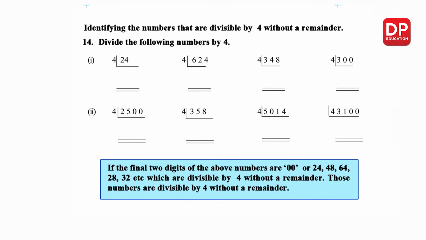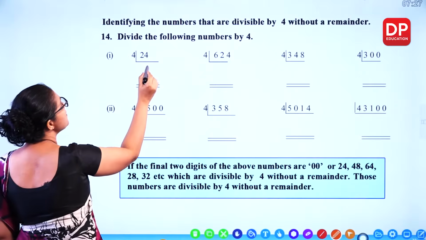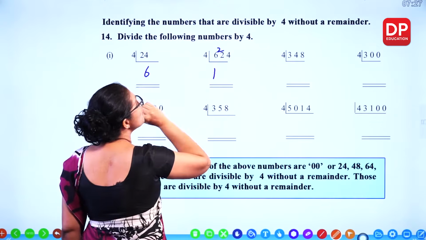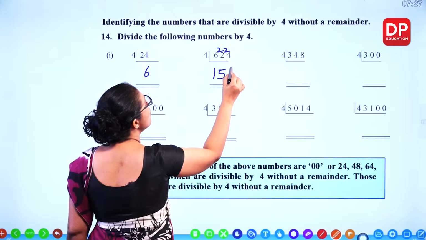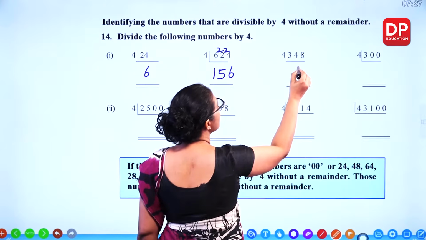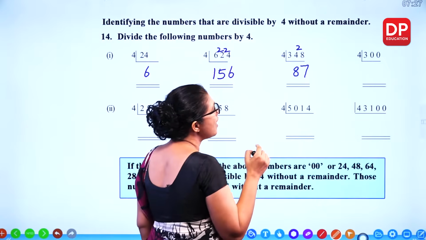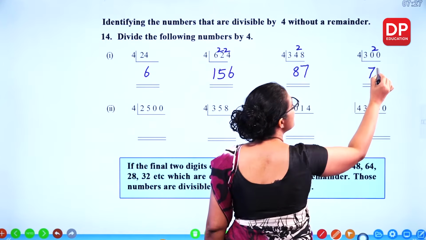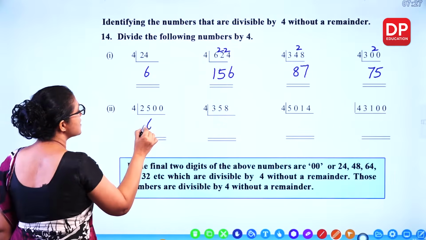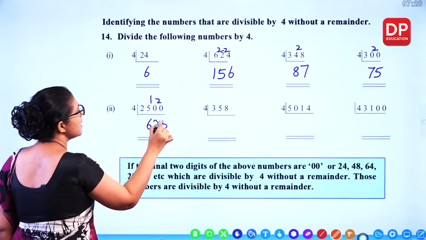Identify the numbers that are divisible by 4 without a remainder. We'll take these numbers and divide by 4. 4 times 6. So that's divisible by 4. Here 4 times 1, 4. For 22 that's 5. And for 24 that's 6. That's also divisible. 4 times 8, 32. For 28, that's 7. 300. 4 times 7, 28. For 20, that's 5. That's also divisible. This one, 4 times 6, 24. For 10, that's 2. 8. And for 20, that's 5.